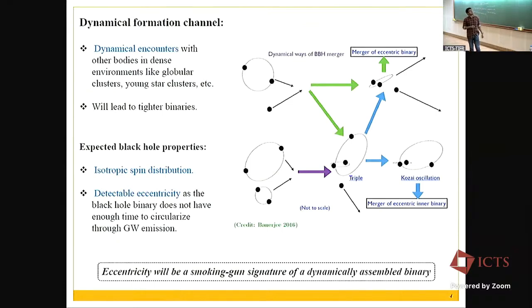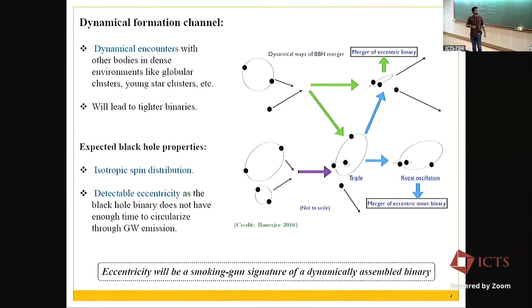So, you may have a binary. The third object may come and may tighten its orbit by sapping away the energy, and thus leads to a very tight orbit. In this case, what are the black hole properties that we can expect? Well, first of all, you will expect isotropic spin distribution, because these are very random collisions, random interactions. So you won't expect any preferential alignment of spins.